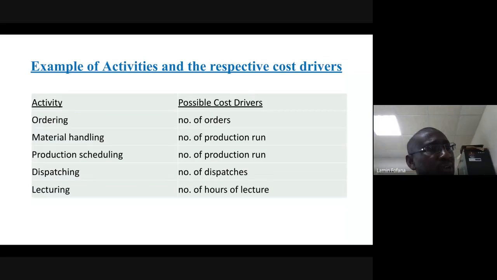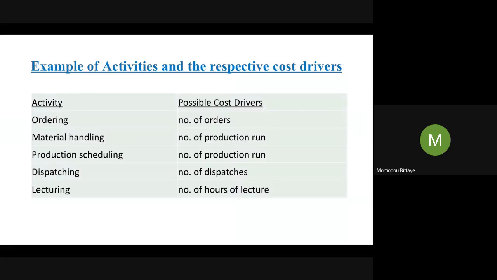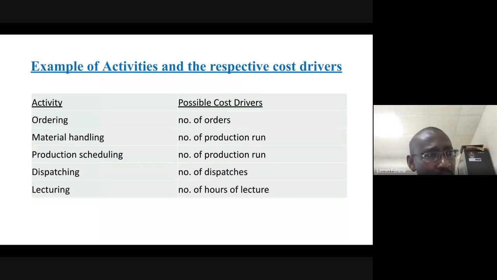What will be the cost driver? The number of patient cares. Number of patients they are able to attend. Not to cure them, but they attend to the patients. So the number of outpatients that they are able to attend to.